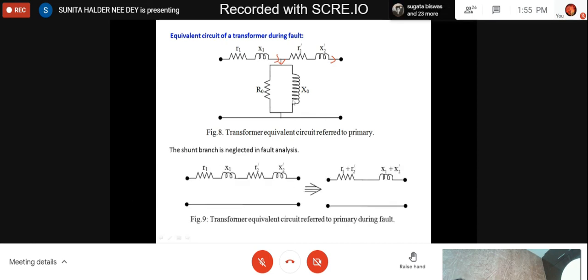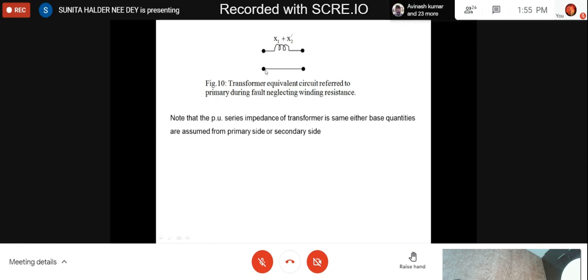Then if the shunt branch is neglected, obviously the equivalent circuit becomes like this. Now we can add the resistive portion and the inductive portion. And if we do it in per unit, then whether you refer to primary or secondary, this will be the same. That's why for fault calculation we always work in the per unit system. Then obviously if we neglect the resistance part, this will be the transformer equivalent circuit.